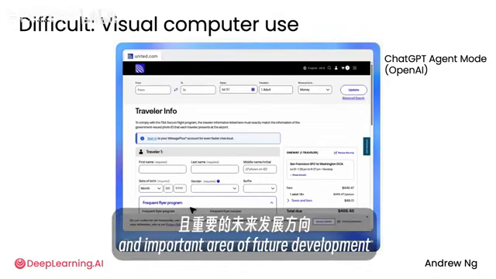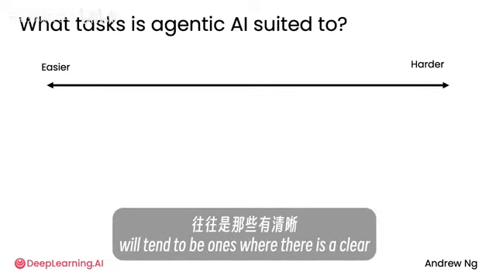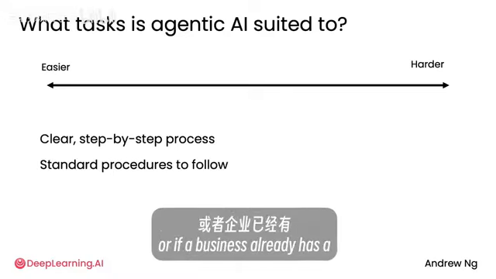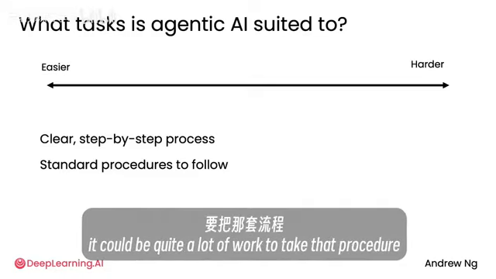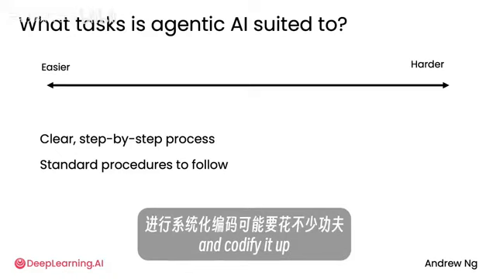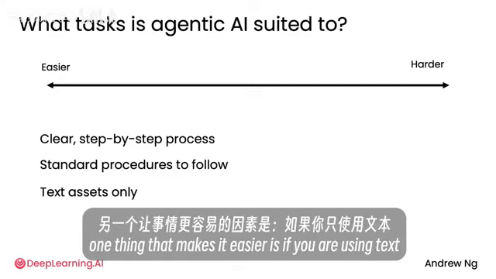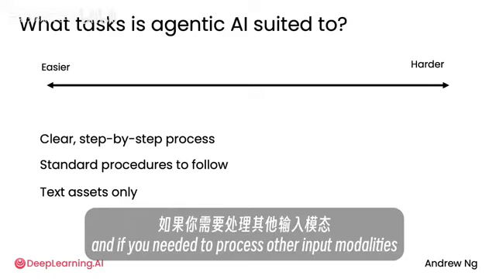So when I'm considering building agentic AI workflows, the tasks that are easier will tend to be ones where there is a clear step-by-step process, or if a business already has a standard procedure or standard operating procedure to follow, and then it could be quite a lot of work to take that procedure and codify it up in an AI agent, but that tends to lead to easier implementations. One thing that makes it easier is if you're using text-only assets, because LLMs, large language models, have grown up really processing text, and if you needed to process other input modalities, it may well be doable, but it maybe gets a little bit harder.